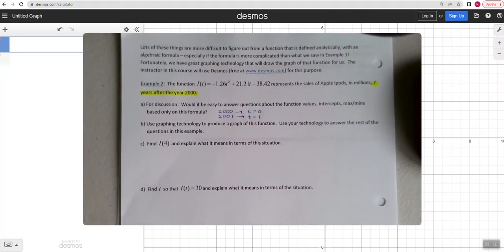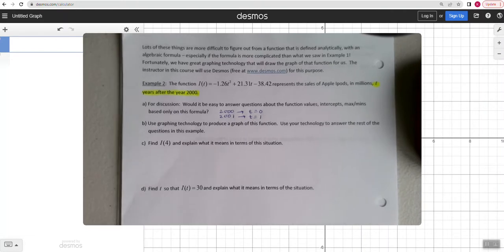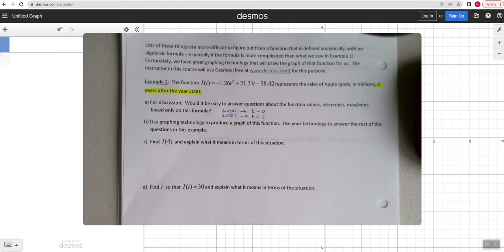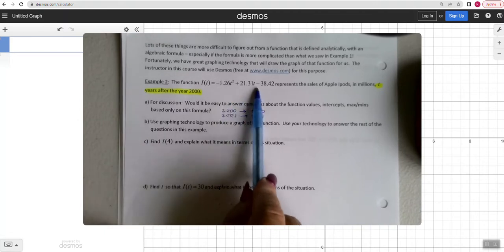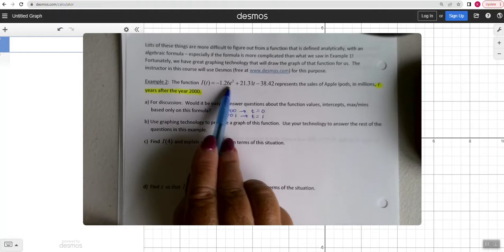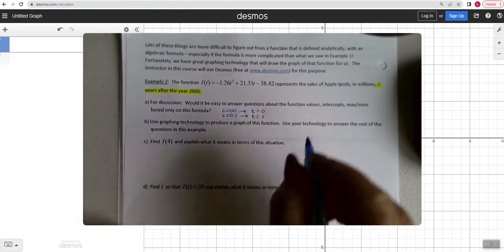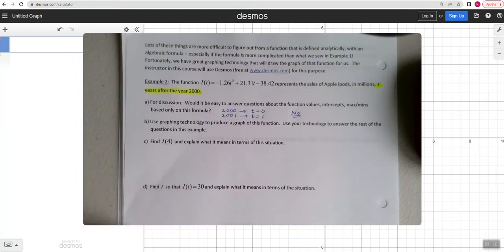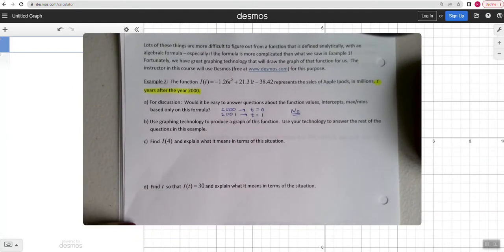Discussion: would it be easy to answer questions about this function, like the function values, intercepts, maxes, mins, etc., based only on the formula? Probably not. This is not a particularly nice formula to work with. It's got a square in it, lots of decimals. So probably no. And therefore, we're going to use our graphing technology to produce a graph of the function, and then we'll answer all of the questions based only on the graph this time.